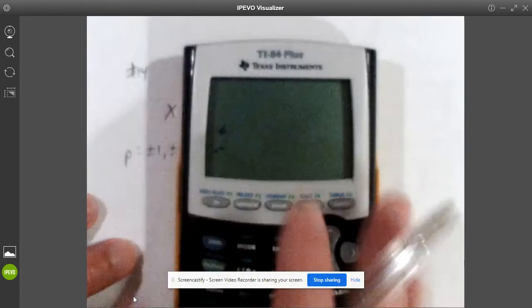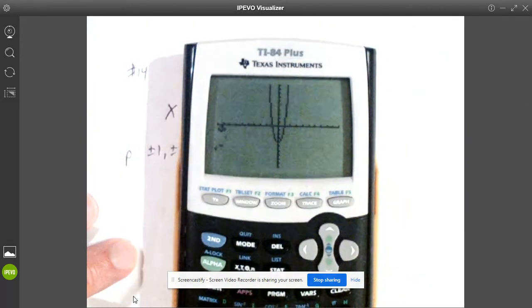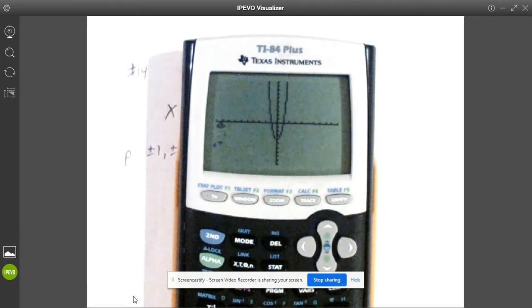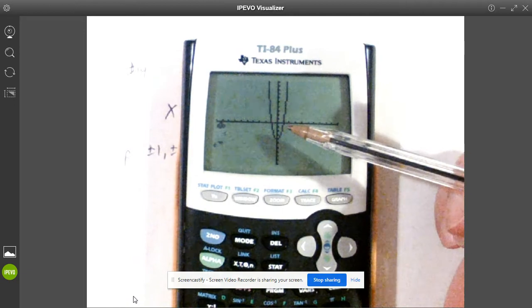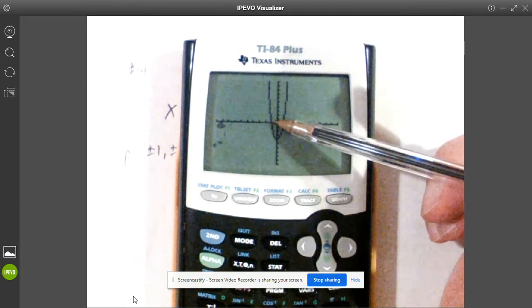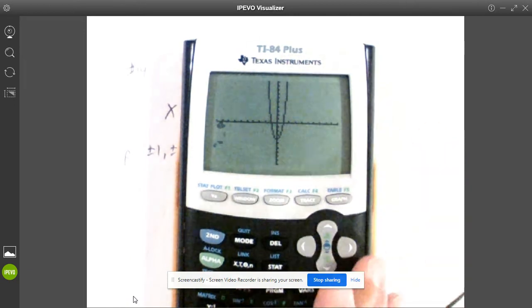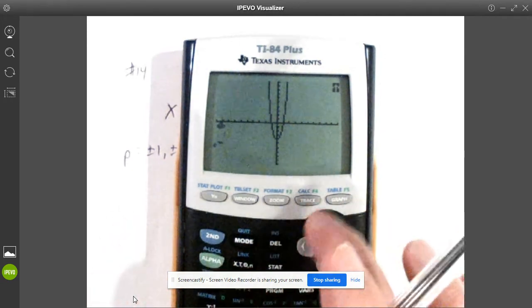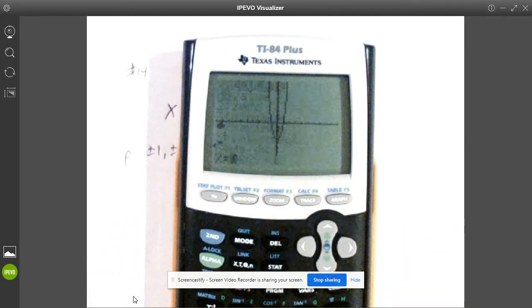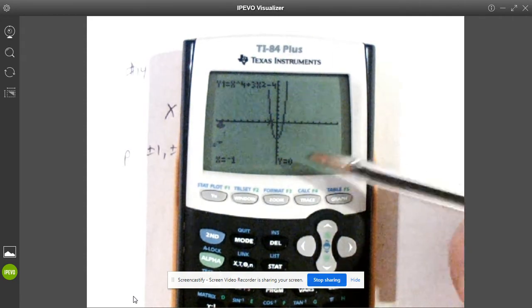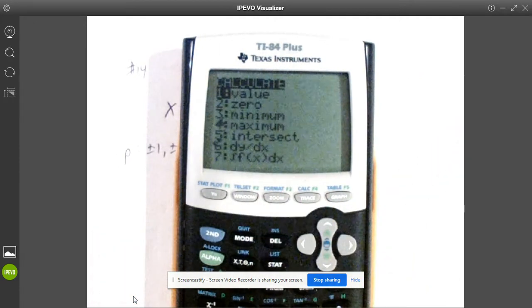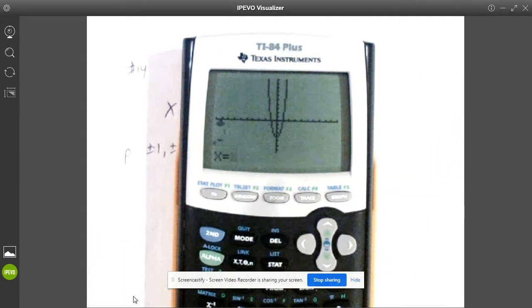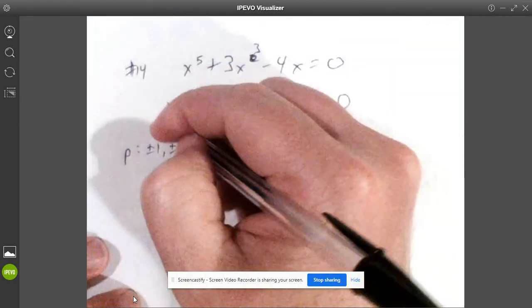Similar to what we did, let's take a look at the graph of this thing. Now I've cheated a little bit, and I've already got it graphed for you. When I graph this, it looks like it's got 2 real roots, and it looks to me like it's at -1 and +1. Let's just check that. Second trace, find the value at -1. Yep, that gives me an answer of 0. Then let's do it again for +1, second trace, find the value at +1, and that also gives me 0.